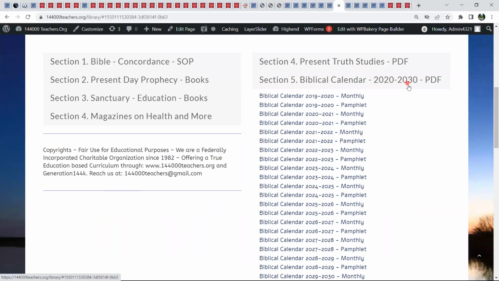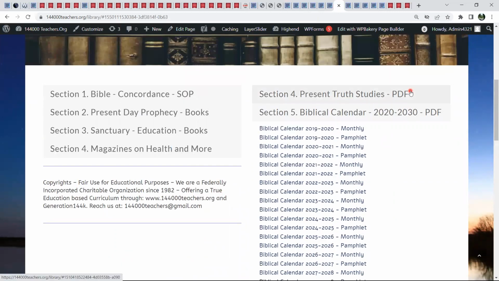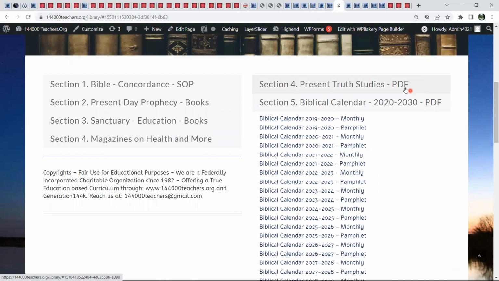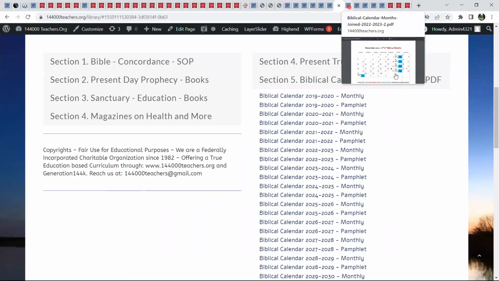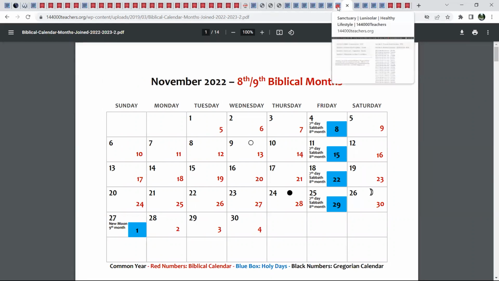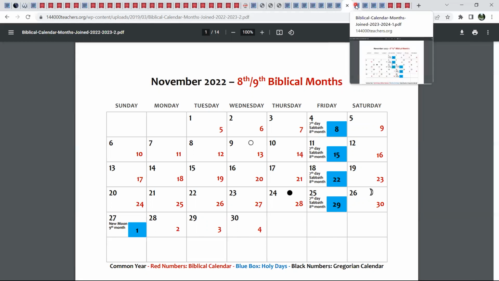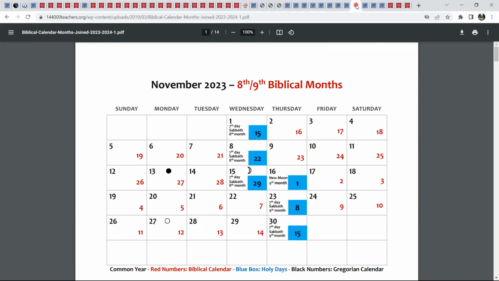Now, again, we repeat, you can find this in this wonderful section 5, all of the calendar 2020, 2030. And as we have shown now, we will not repeat. We have shown that you can use the pamphlet, or you can use what we call here the monthly. You have the monthly and the pamphlet, but the monthly is easier to read. It's exactly like a calendar. You can print it. You can have it on the wall if you like.